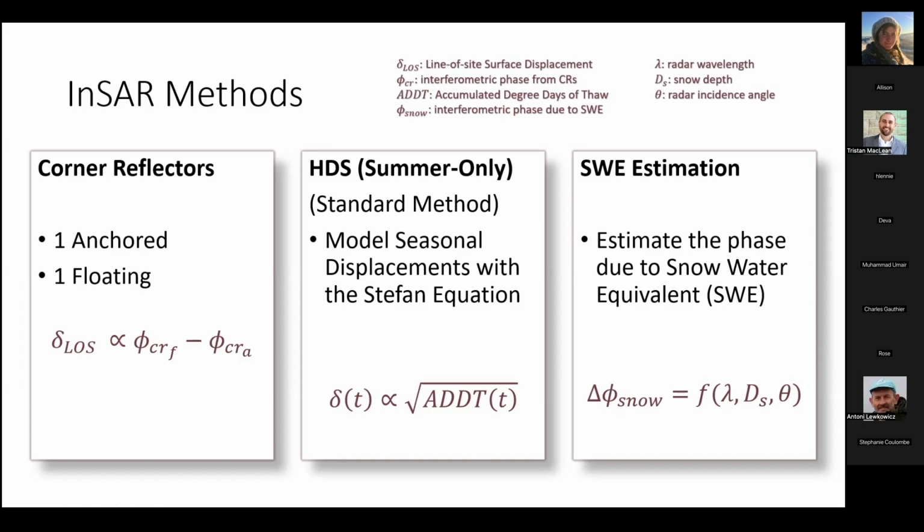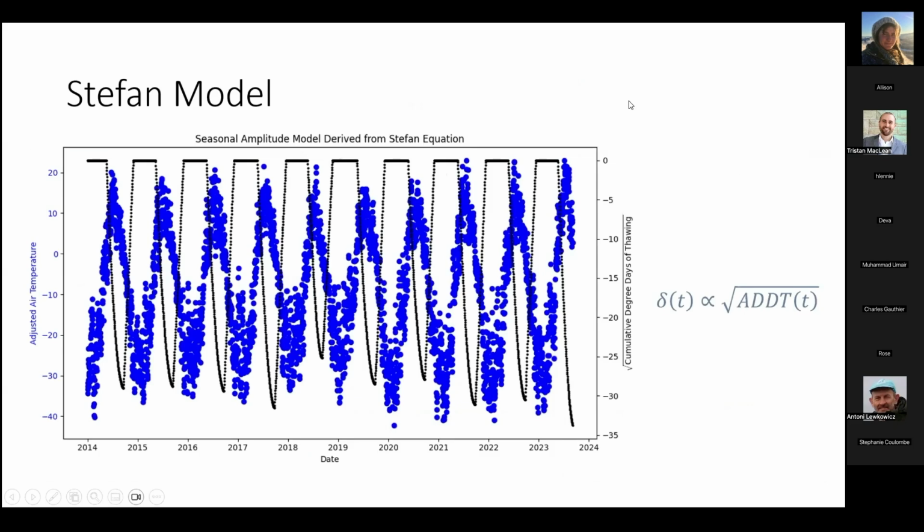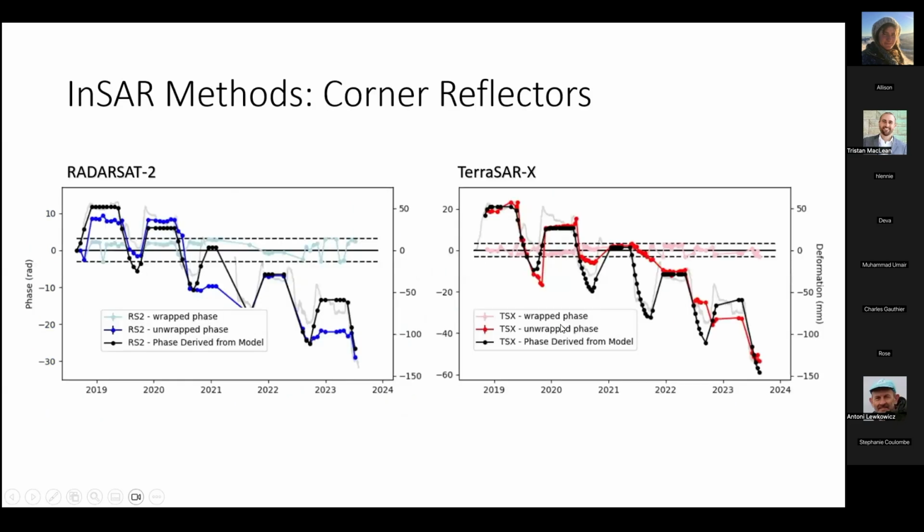Estimating the snow water equivalent and its effect on the interferometric phase, so that I account for that and then look at the deformation signal of the SWE corrected interferograms. So here's just a quick example of the Stefan model that I'm using. I apply this to my corner reflector data. The black points here are the Stefan model.